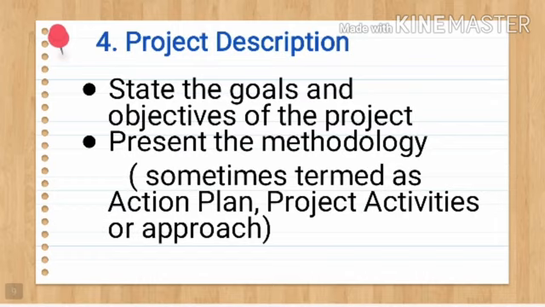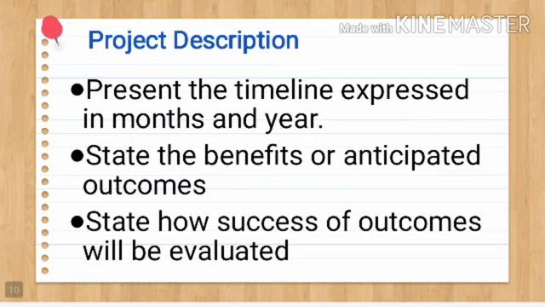The next part is the project description. It states the goals and objectives of the project. It presents the methodology, sometimes termed as action plan, project activities, or approach. This also presents the timeline expressed in months and year. It also states the benefits or anticipated outcomes, and how success of outcomes will be evaluated. Let's see sample templates which you can use in writing the project description.